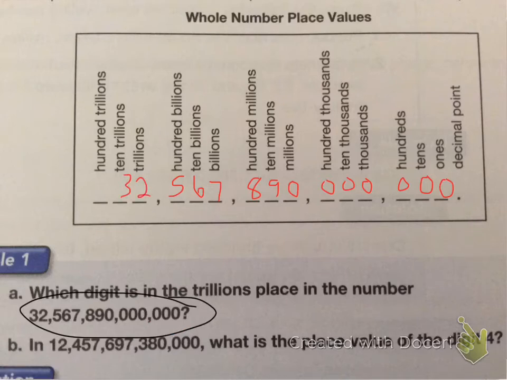So it wants to know which number is in the trillions place. So I'm going to look. Here's the trillions place. My answer is 2.